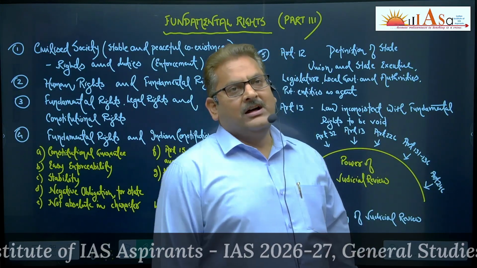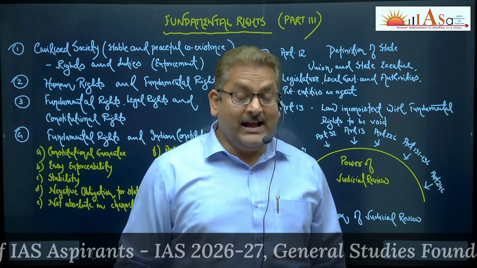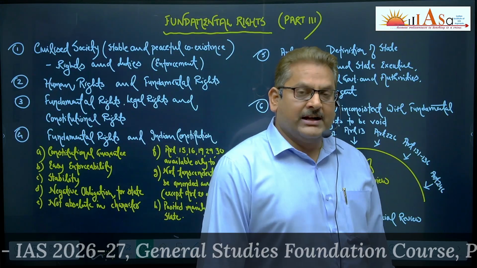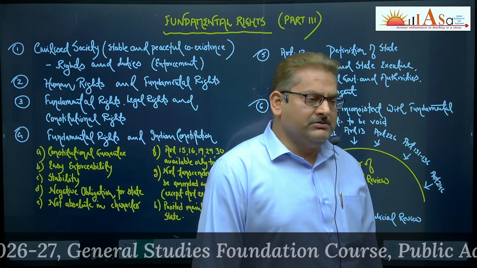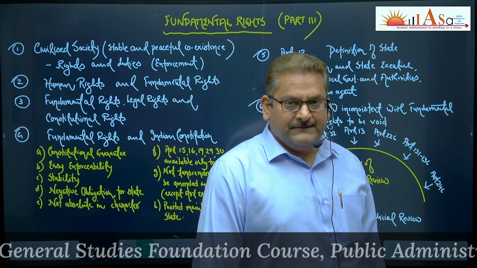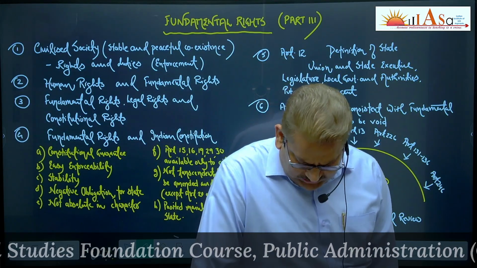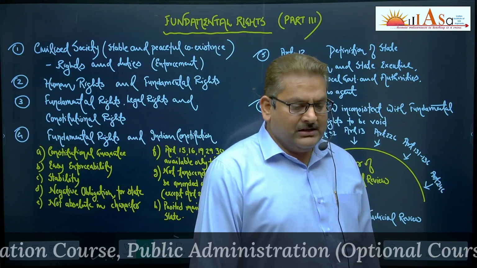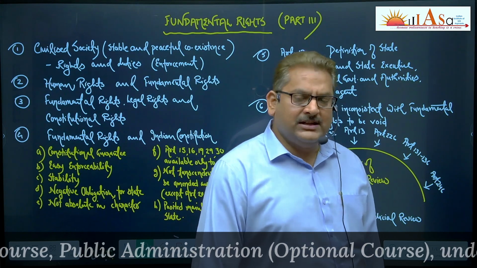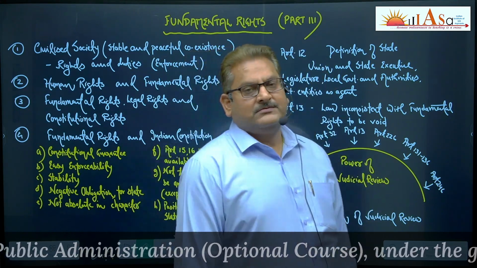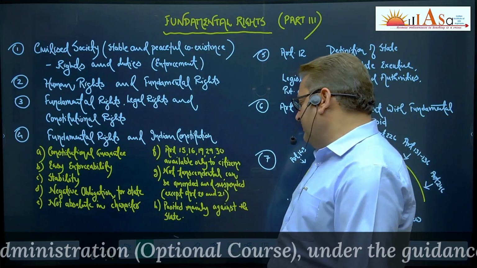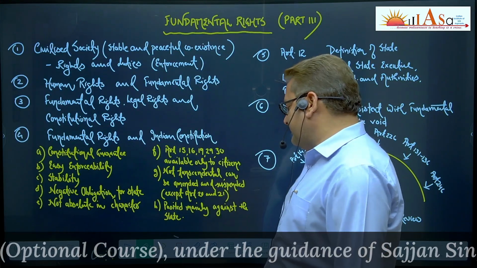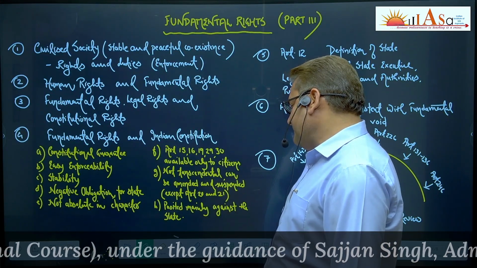For example, Article 17, which provides for abolition of untouchability. This is a fundamental right which you enjoy against the state, and against the private individual as well. Similarly, Article 21, right to life and personal liberty. This is a fundamental right that you enjoy against the state as well as a private citizen. Other fundamental rights you know very well. So mainly you enjoy them against the state, but some you enjoy against the state as well as a private citizen or individual.